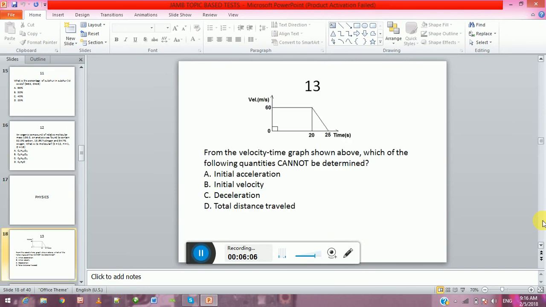Physics. From the velocity time graph shown above, which of the following quantities cannot be determined? A. Initial acceleration. B. Initial velocity. C. Deceleration. D. Total distance traveled.